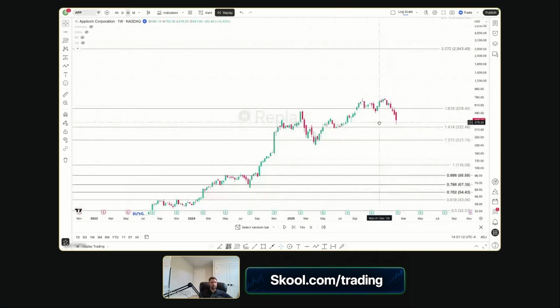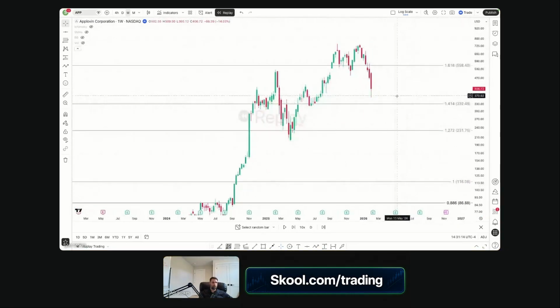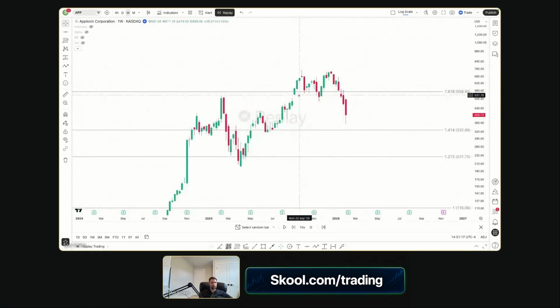Sometimes this log scale fib, you'll notice, was important for Palantir as well. It can be quite a powerful fib. Sometimes we can spend a couple months above it, but when we lose it, then sometimes it's a sign for continuing lower.